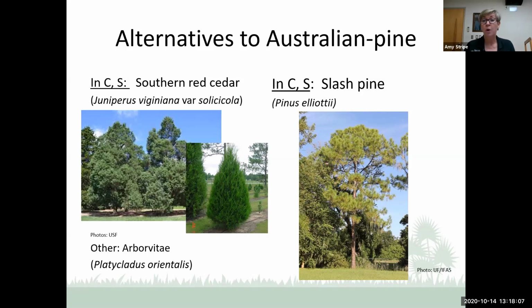In Central and South Florida, also the slash pine is a great conifer, Pinus elliottii. It's actually beautiful, grows in a lot of different kinds of conditions, and will also limb itself up over time. So not a big maintenance issue. If you want to consider non-native, the arborvitae, Platycladus orientalis, is also a beautiful tree that makes a good substitute to Australian pine.